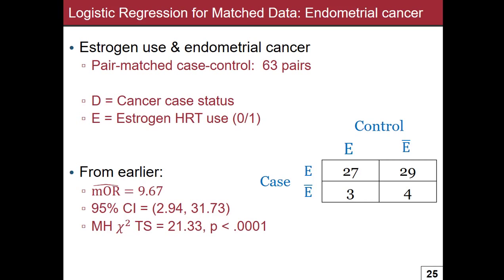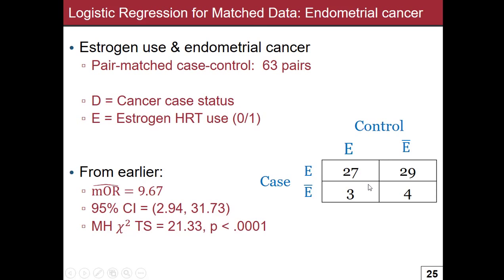And we talked about the endometrial cancer data set, which is a classical example of a case control study. This was 63 pairs of data, and the idea was to understand the association between supplemental use of estrogen and development of endometrial cancer. So estrogen is the exposure, cancer is the outcome. And this was the data layout here, where you had 29 cases that were exposed where the control was not exposed, compared to 3 in the reverse situation where the control had the exposure and the case did not.